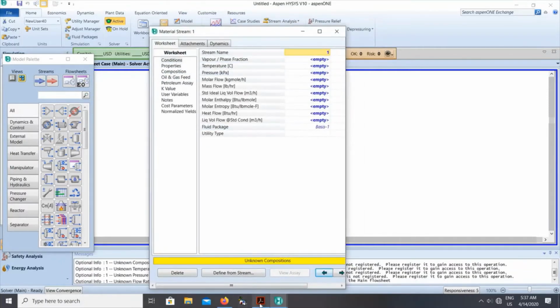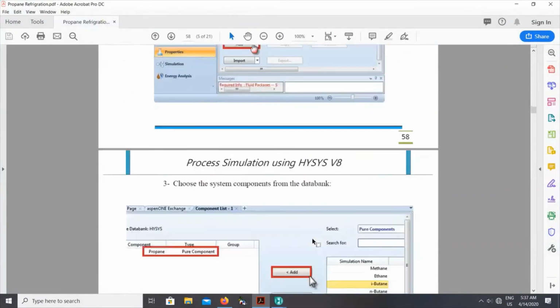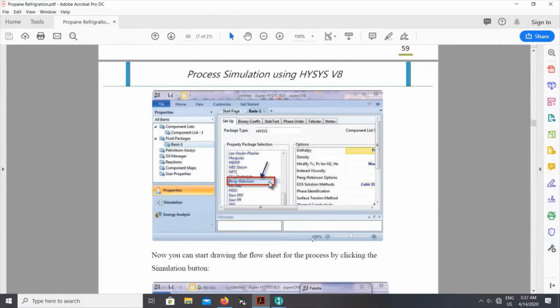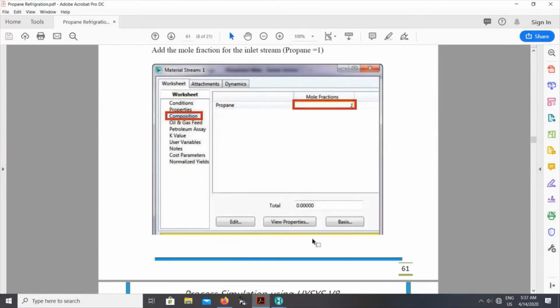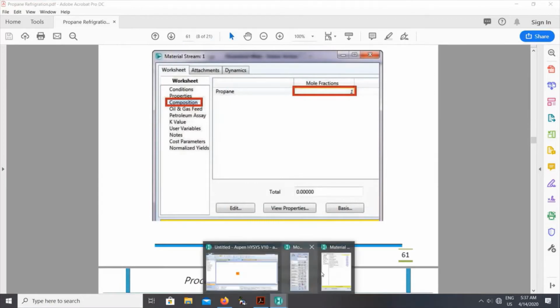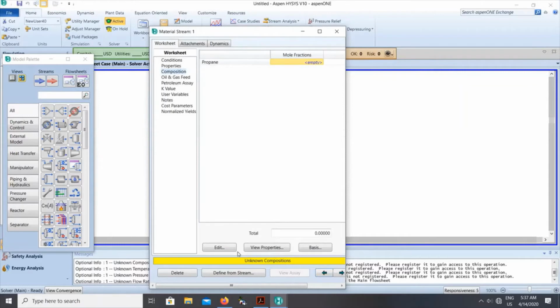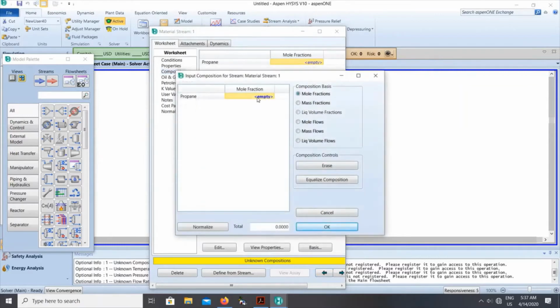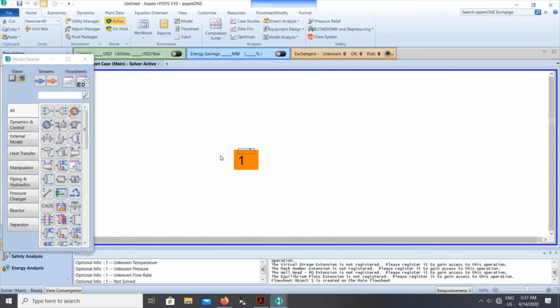You select your material stream, you open the material stream, and if you go to your lecture notes, there are two things that we need to provide. After selecting the material stream, we need to go inside the material stream. We go to the composition, only the composition, and because we only have propane in this case, we can put one for propane composition and then click OK and close this one.